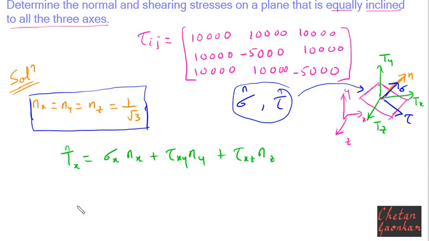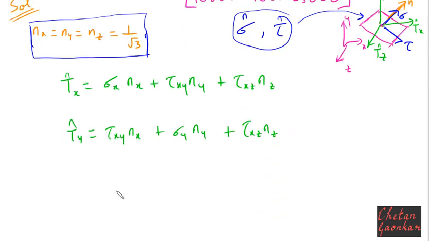Similarly, what is Ty? This Ty component on this n plane, why am I calling it the n plane? Because its outward normal is n here. So this Ty can be written as tau xy nx plus sigma y ny plus tau yz nz. Similarly, Tz will be equal to tau xz nx plus tau yz ny plus sigma z nz.